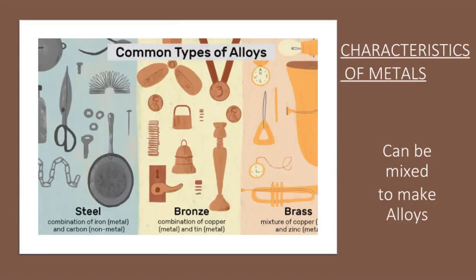Characteristics of metals: can be mixed to make alloys. An alloy is purely a mixture of metals and sometimes nonmetals, which are non-chemically bonded. For example, combining the metallic elements gold and copper produces red gold. Gold and silver becomes white gold. And silver combined with copper produces sterling silver.